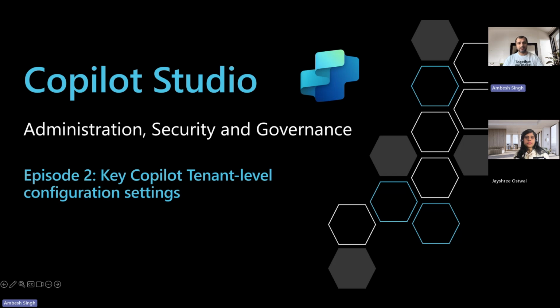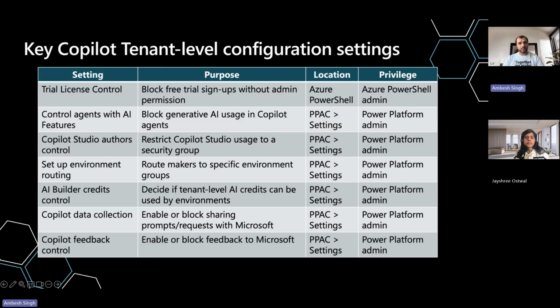This is the second episode of the Copilot Studio Administration, Security and Governance series. This episode will provide you an insight into the key Copilot tenant-level configuration settings that can be used to optimize the governance, security, and operational efficiency across your organization.